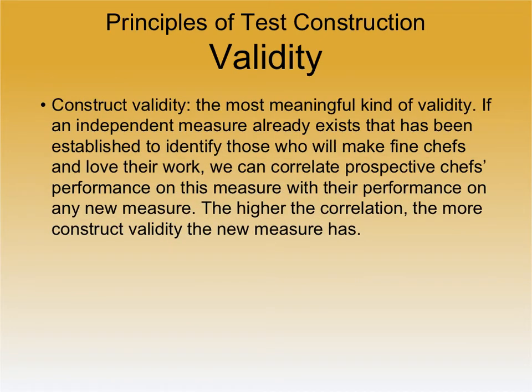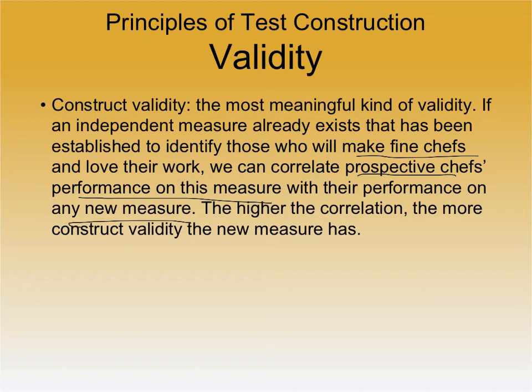Construct validity. This is the most meaningful kind of validity. It's also the most confusing. If there's an independent measure that already exists that has been established to identify anything, we now can correlate, and there's an example here I'll go through in a moment, but we can correlate your new measure with that measure. So if there's already, talking about chefs, right, a measure to establish or identify those who will make fine chefs, we can correlate the prospective chef's performance on this measure with their performance on any new measure.